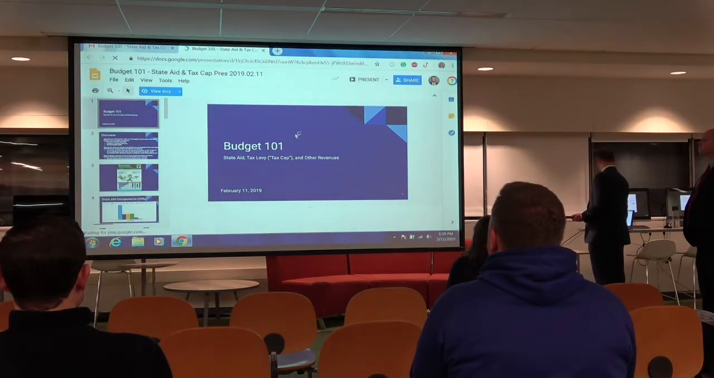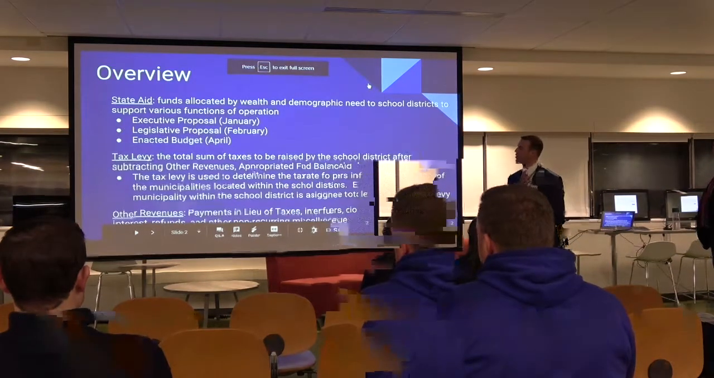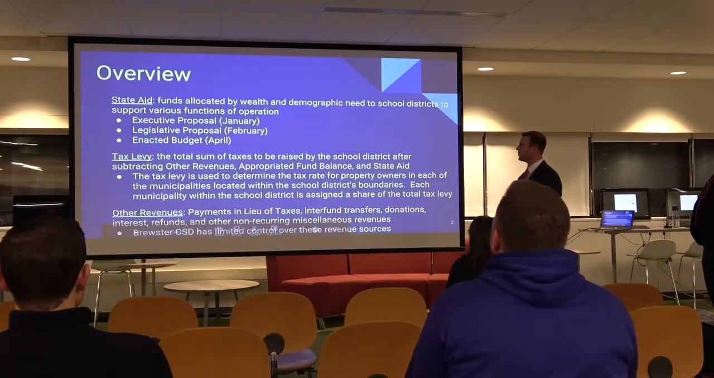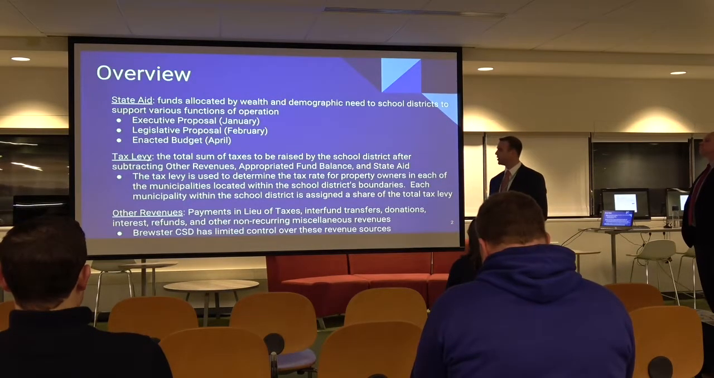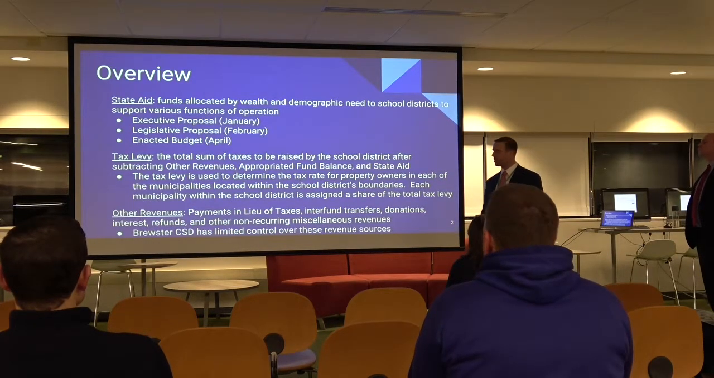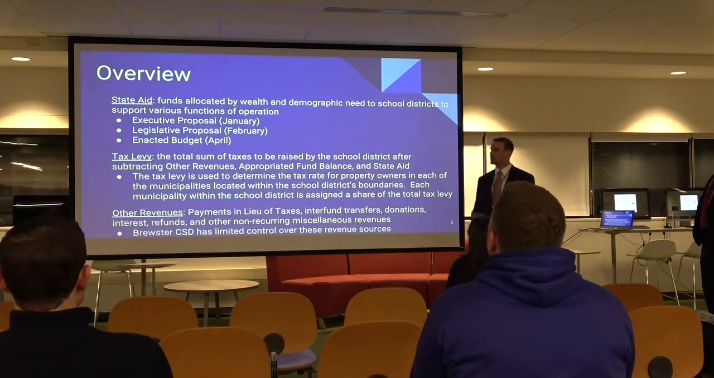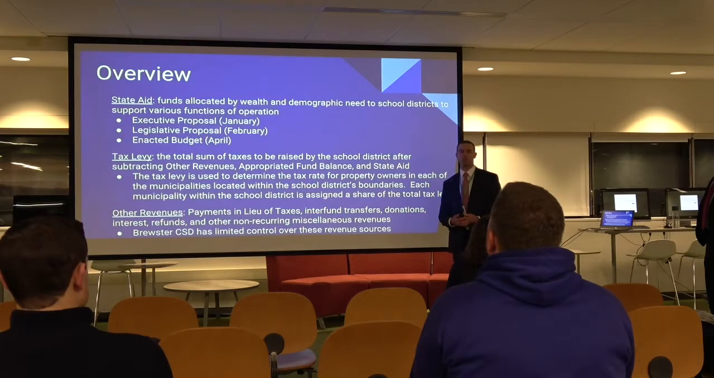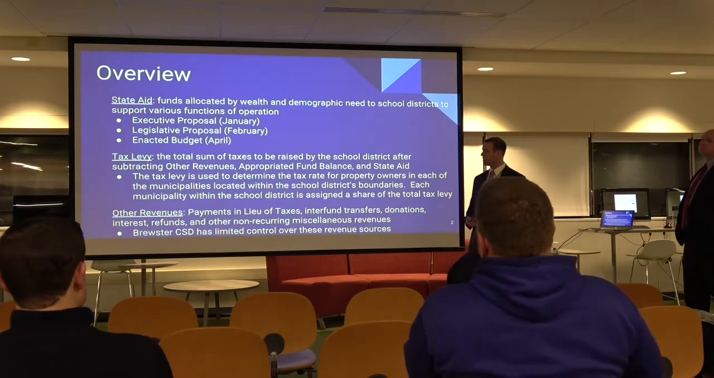The governor has released the executive proposal, beginning in February, this month. The legislative branch will release their budget proposal, and then come April 1st, hopefully. I say hopefully because there have been years in which the state failed to adopt a budget on time, which obviously left school districts scrambling, not knowing how much money they're going to get.